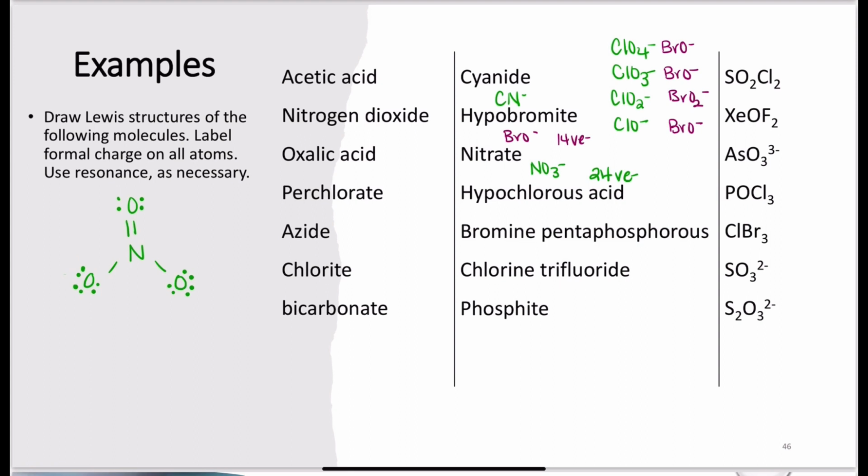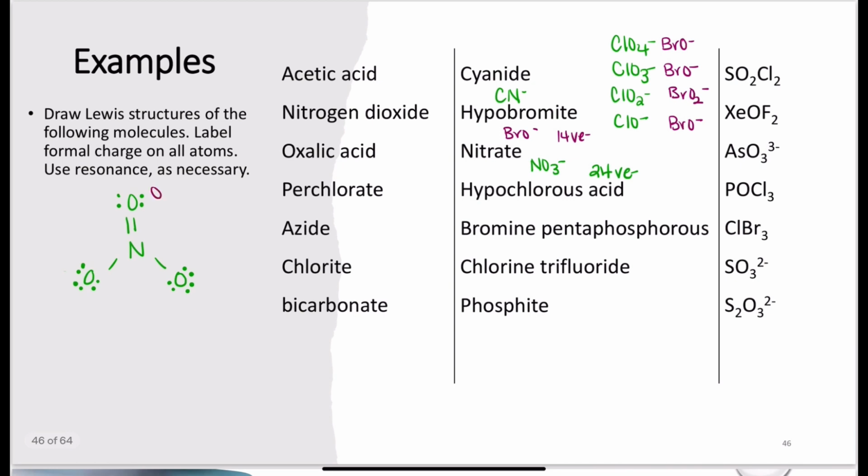Let's go ahead and check our formal charge. We know if oxygen has 2 lone pairs and 2 bonds, it has a 0 formal charge. The nitrogen here has 5 valence electrons, no lone pairs, and 4 bonds, so an overall +1 charge. The oxygens are the same. They each have 6 valence electrons, 6 lone pair electrons, and 1 bond, giving each oxygen a -1 charge.